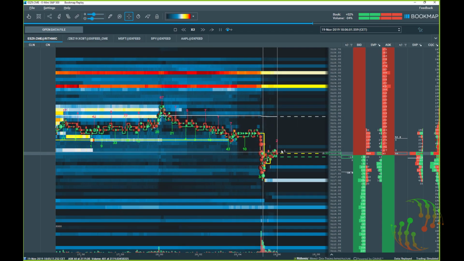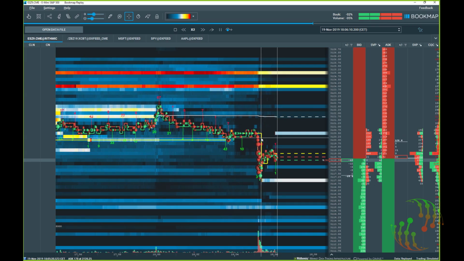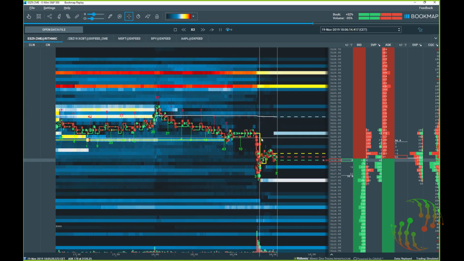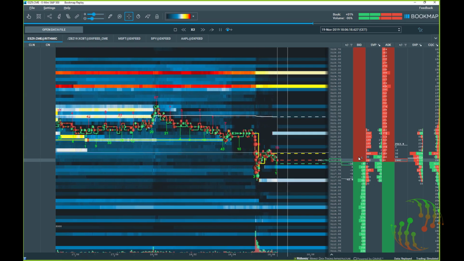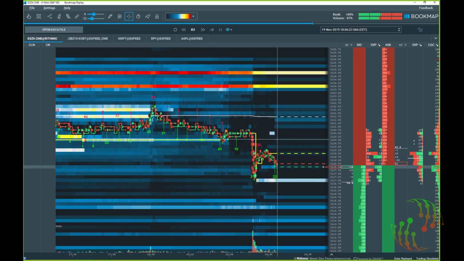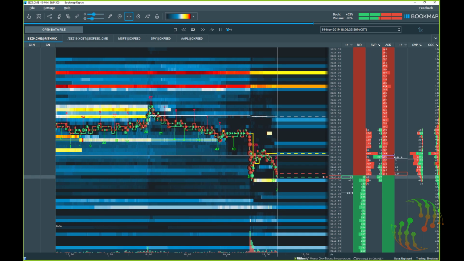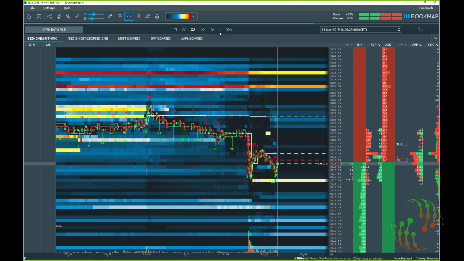We have a vacuum here. It's not closed yet. It's not traded yet. You see also the divergence here. We have huge volume. We have had huge volume.